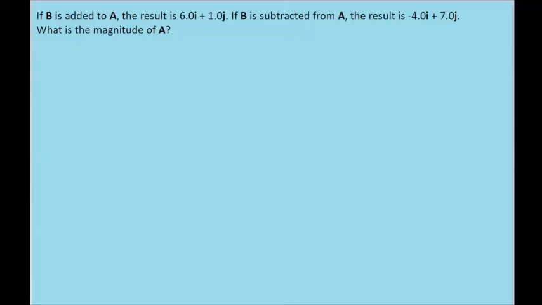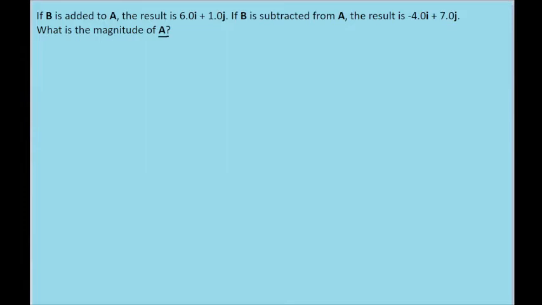This is a question about vectors. B and A are vectors, that's why they're bolded, and the I and J are unit vectors. The first thing we want to do in this problem, generally, is to figure out what the vector A actually is.